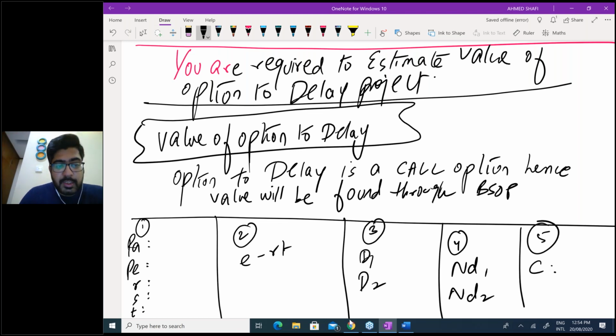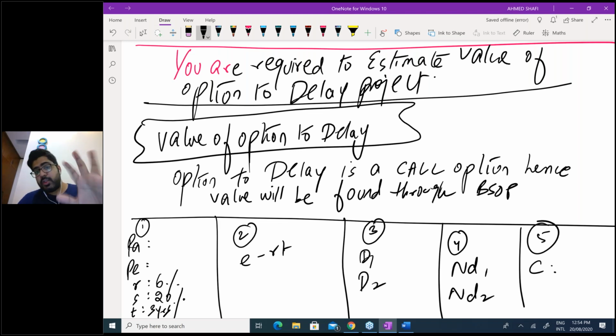How to get PA, PE, R, S, T? R is the risk-free rate given, 6%. S is the volatility given, 20%. T is the time to expiry. Can delay for 3 years. PA, PE you need to memorize. I've already taught you. PE of this option is the initial investment. So what is the initial investment?